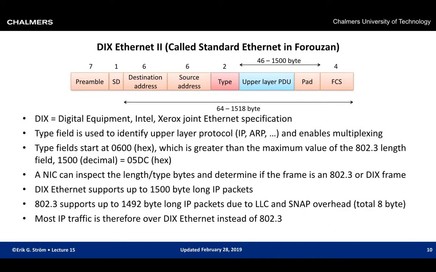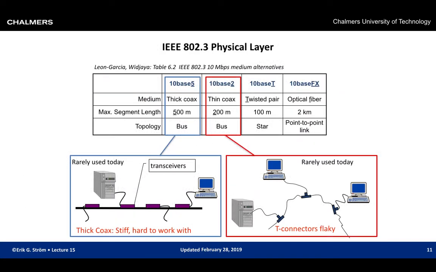Well, if you're really concerned about efficiency for IP, which one would you choose? Well, you would choose DIX Ethernet, right? Because you can have longer packets for IP in that case. So it turns out that most IP packets in practical networks are carried by these DIX Ethernet frames rather than 802.3. If you wonder which one is most used today for IP packets, it would be Ethernet 2 or DIX frames.